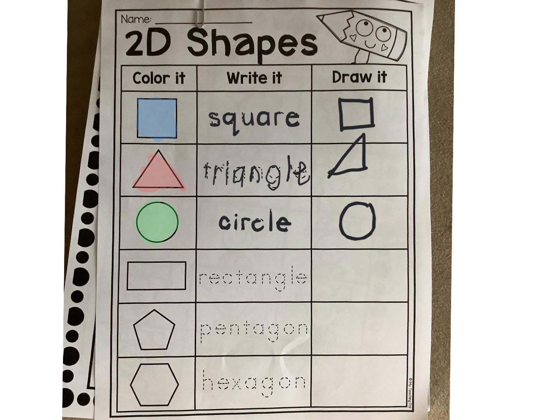Okay, Johnny's going to do the next one. Johnny, what's the next one? A rectangle. So color the rectangle. Good. And then we're going to write the word rectangle.